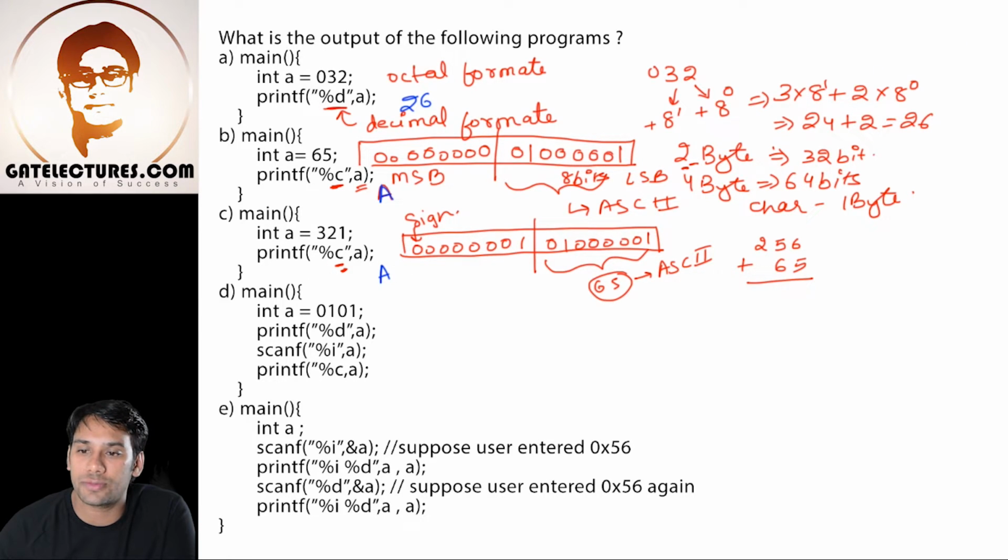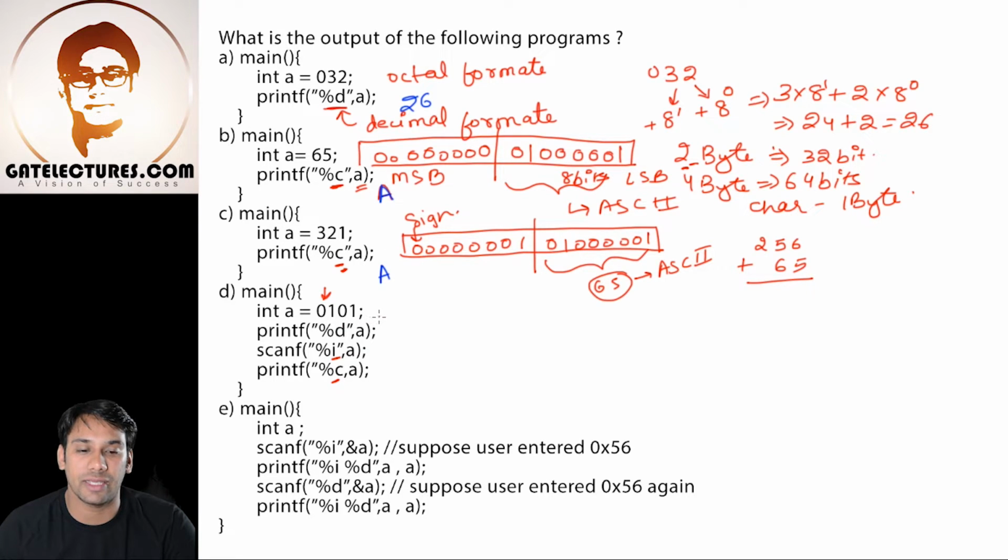Now in the next program we are having A is equal to 0101, right? And then I'm printing the value of A with %d, and then I'm printing the value of A with %i, and then I'm printing the value of A with %c, right? As you know, this 0101 starts with the number 0, so by default the C compiler is going to take this number as an octal number, and when we print this number, it will be printed in decimal format, right?